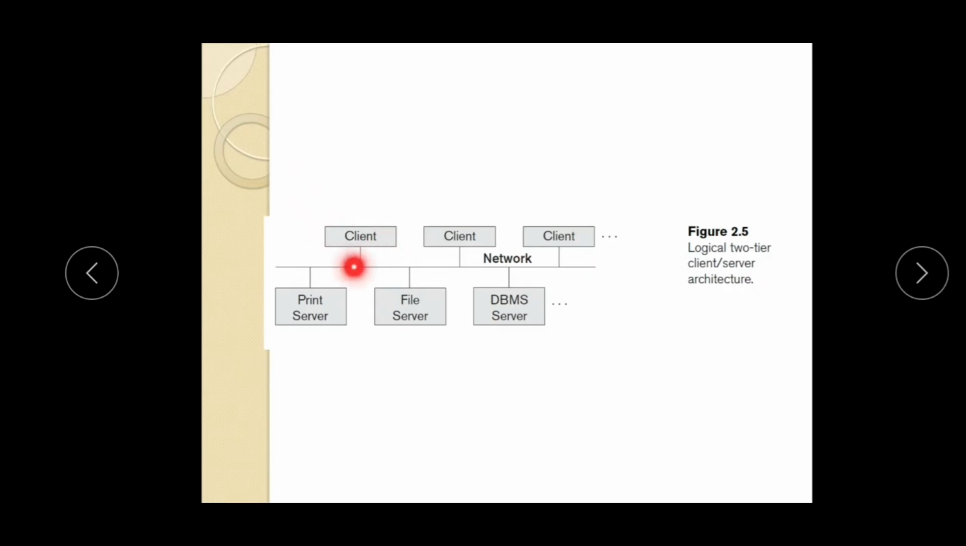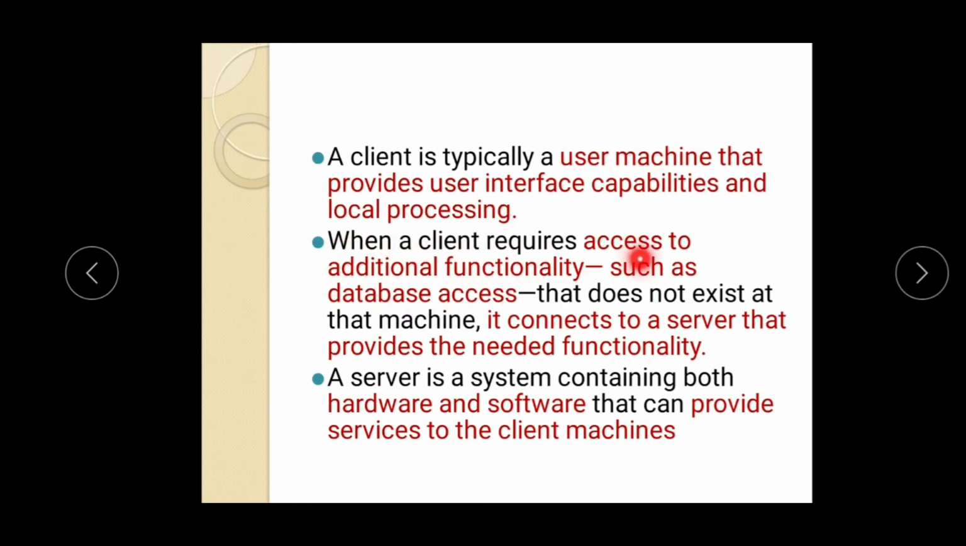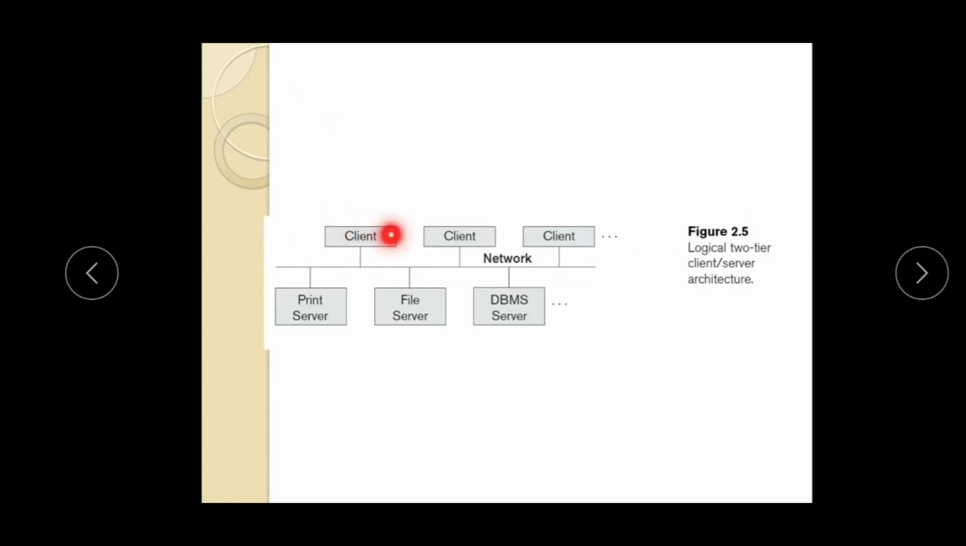For that, it has certain specialized software. When a client requires access to additional functionalities, such as database access, that do not exist at that machine, it connects to the server that provides the needed functionality. So if this client wants to access a particular database and does not have any database, the client does the processing and connects to the DBMS server.